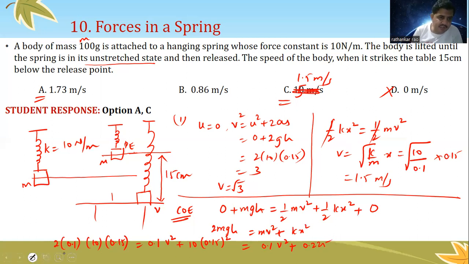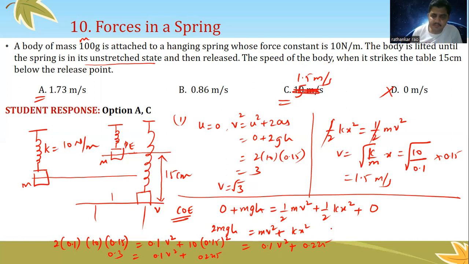In other words, now here, what is there on the left hand side? This should be 2 into 0.1 into 10 into 0.15, mgh, right? So 2 into 0.1 into 10 is 2. 2 into 0.15 is 0.3. Right? 0.3 is equal to 0.1 v squared plus 0.225. This is what we get here.